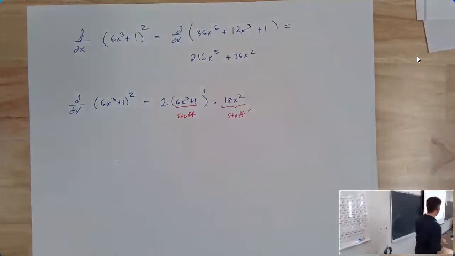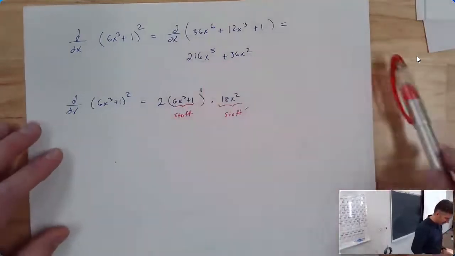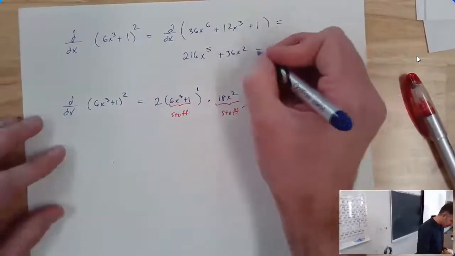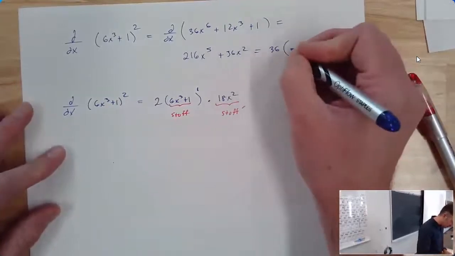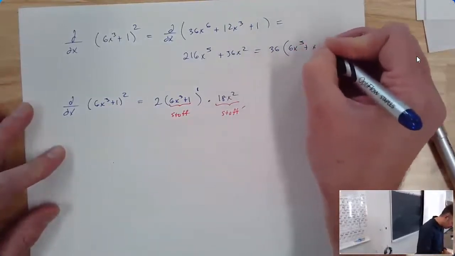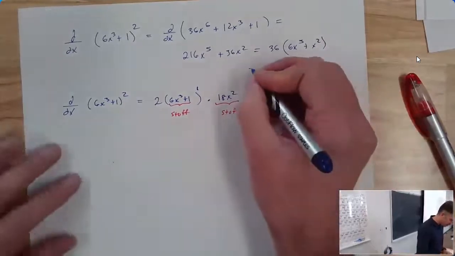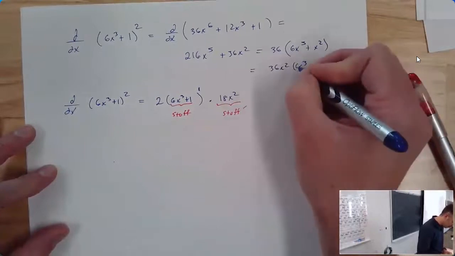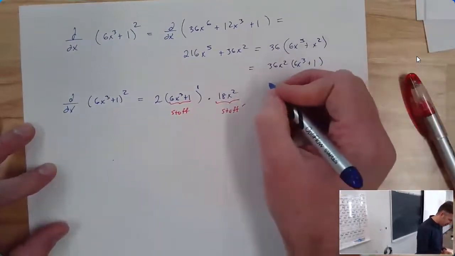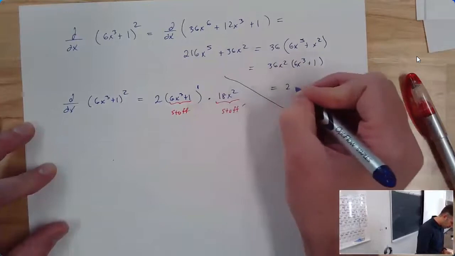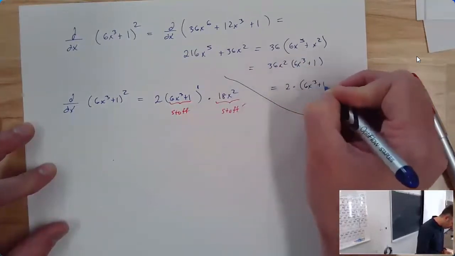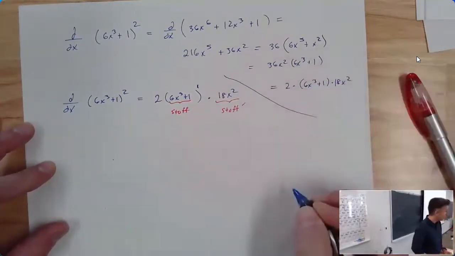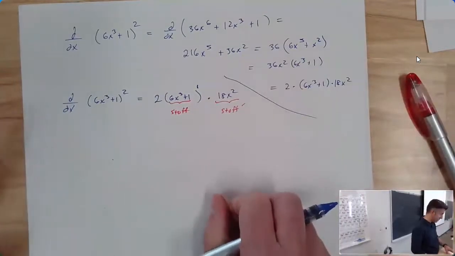And not that you should simplify this, but I will point out that if we do simplify this, it is the same as, in fact, actually, I'm going to go backwards. I'm going to simplify this. I'm going to factor out a 36 from each of these. So this is equal to 36 times 6x to the 5th plus x squared. Maybe I should pull out an x squared as well. That's equal to 36x squared times 6x cubed plus 1. And then I could rewrite this if I really wanted to as 2 times 6x cubed plus 1 times 18x squared. They're the same for real every time, which is great.